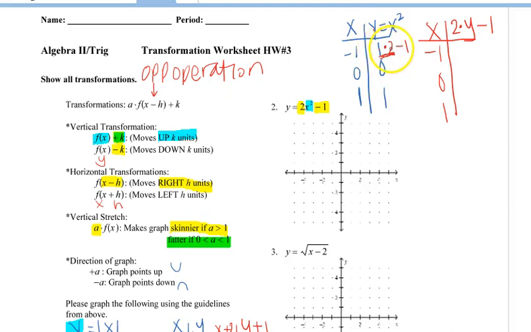So 1 times 2 is 2, 2 minus 1 is 1. Multiply by 2 and subtract 1. Multiply by 2, subtract 1. So now we're going to plot these ordered pairs on our graph. -1, 1, 0, -1, and 1, 1.